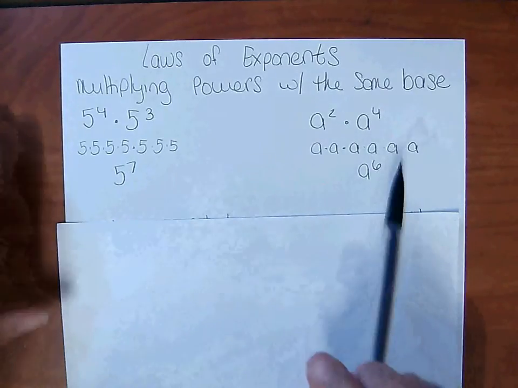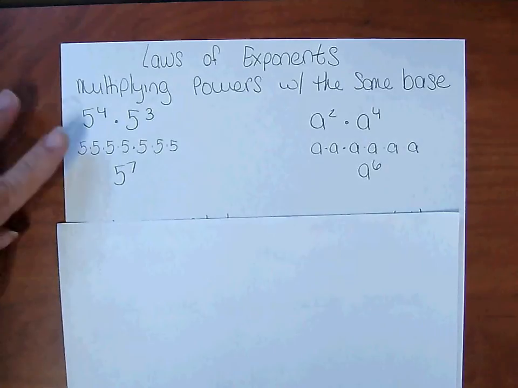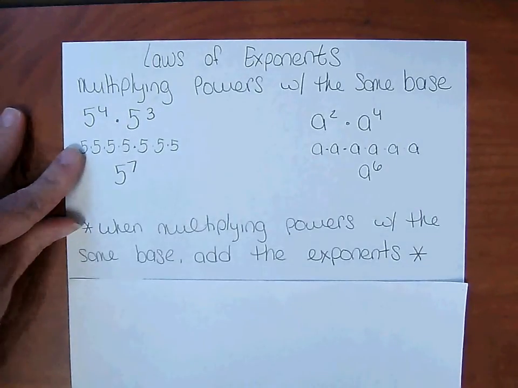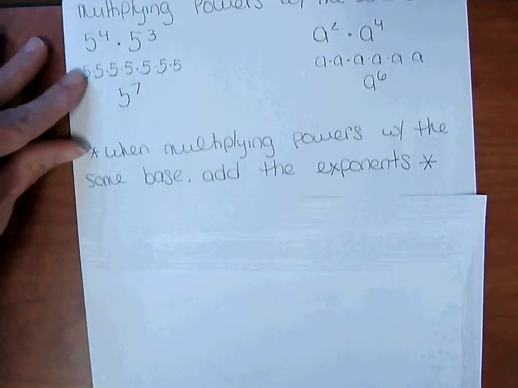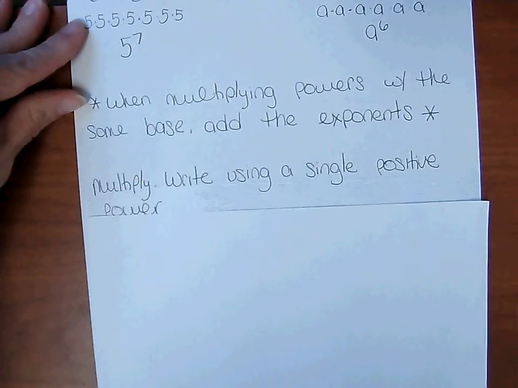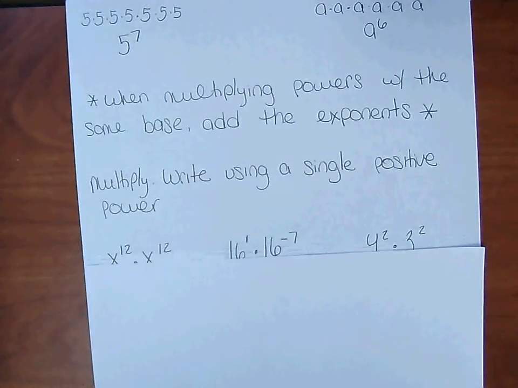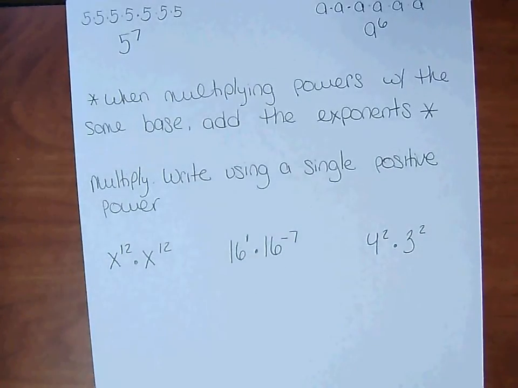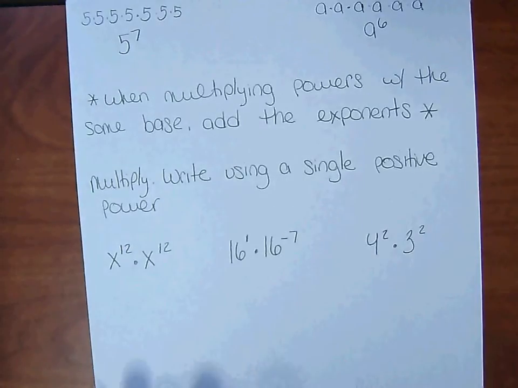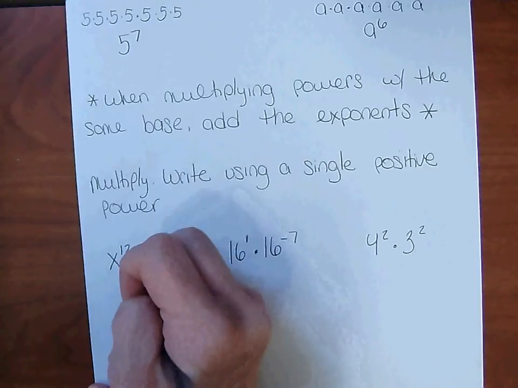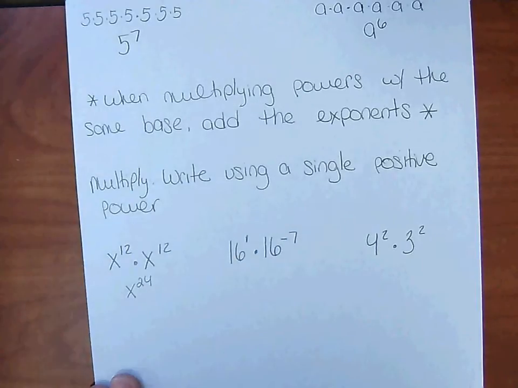So the law for multiplying powers with the same base is: when you multiply powers with the same base, you add the exponents. So let's go ahead, multiply, and write using a single positive power. So x to the 12th times x to the 12th. Same base, add the exponents. 12 and 12 is 24, so x to the 24th.